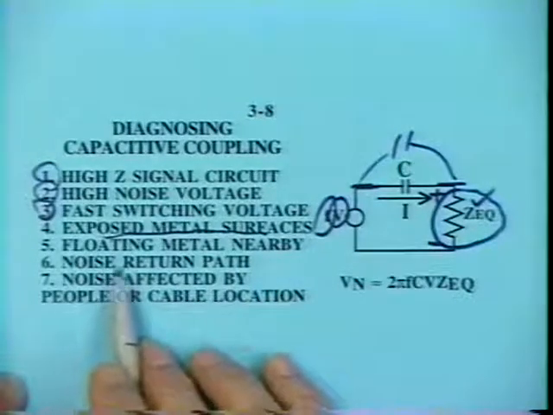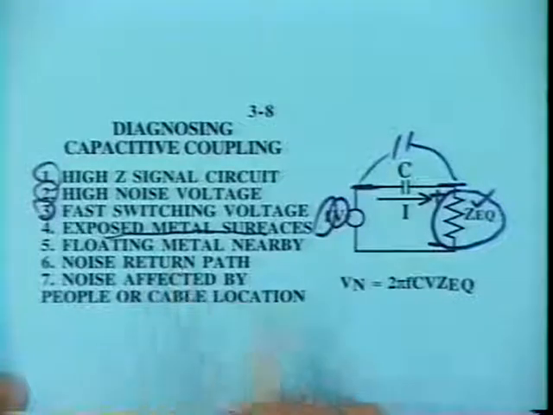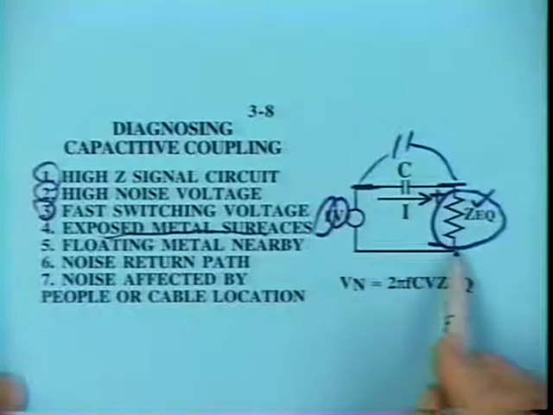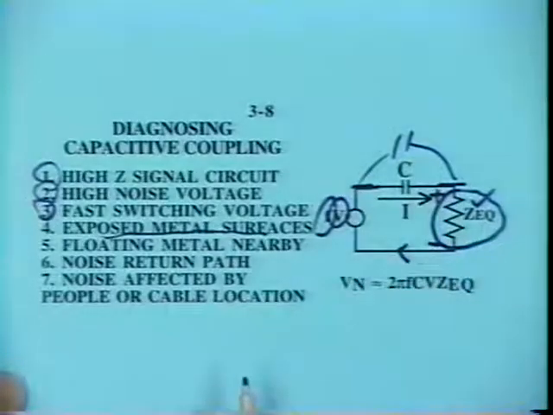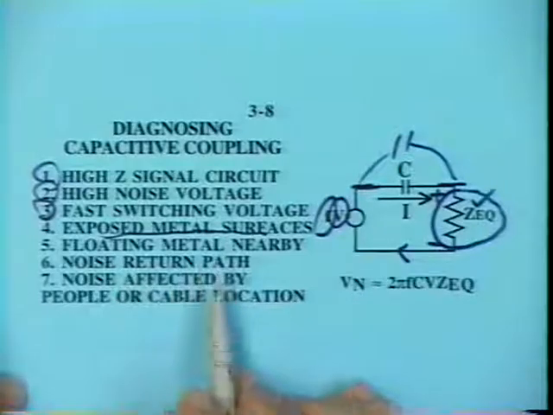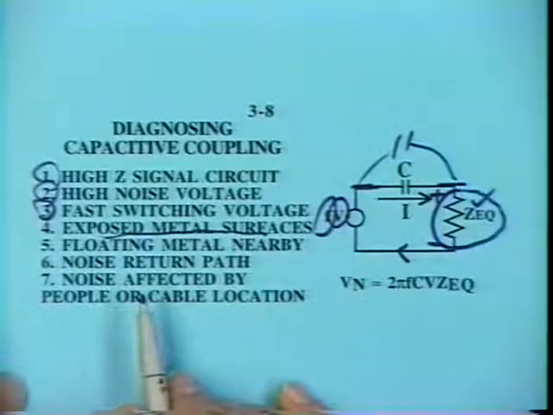Does the noise current have a return path? In this case, there is one indicated here. Maybe this is a grounding connection. A return path. There needs to be some kind of path to return the noise current back to the source. People moving around, do they affect the noise level? Later on, we'll show you that this is clearly a symptom of a capacitive coupling problem.